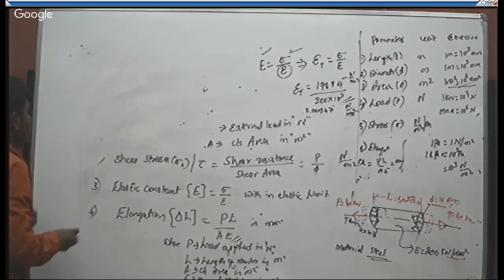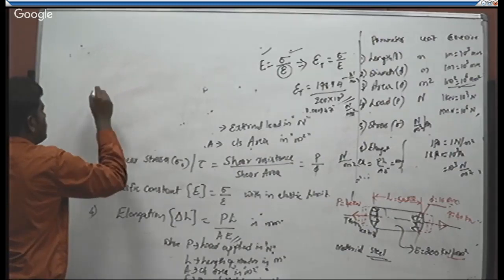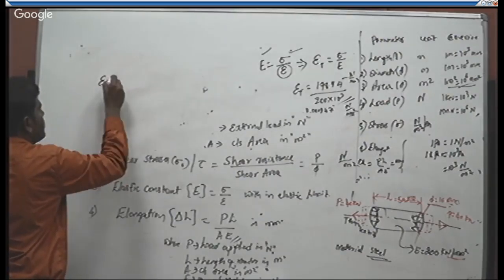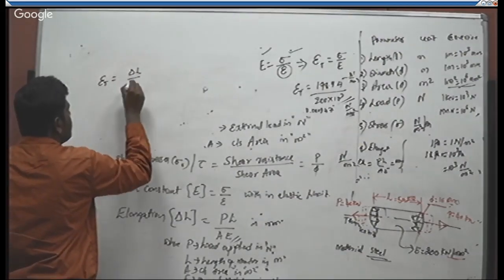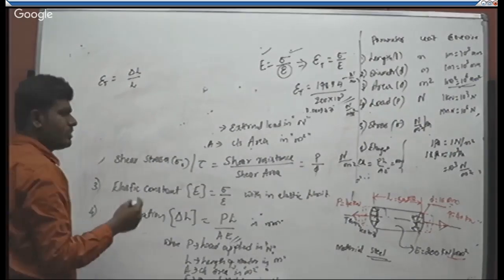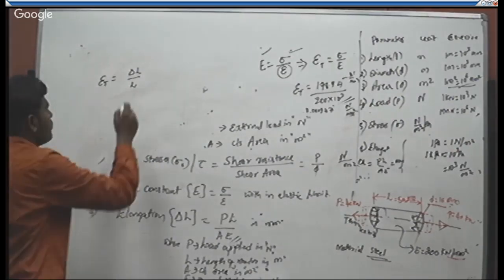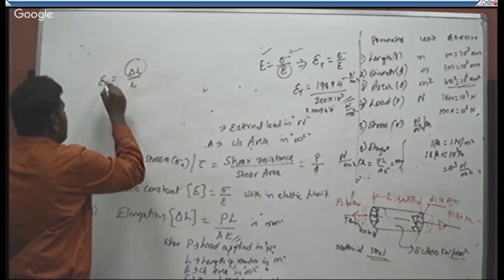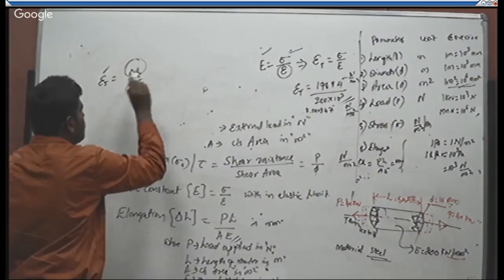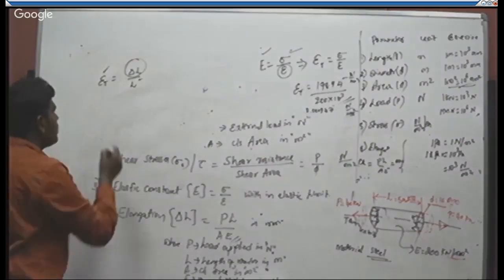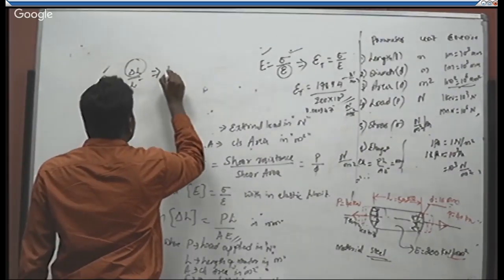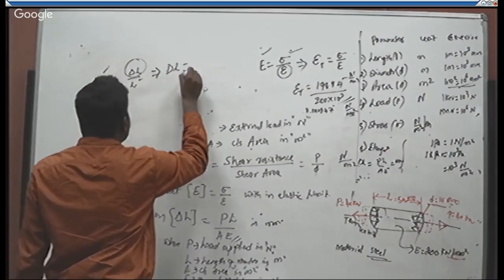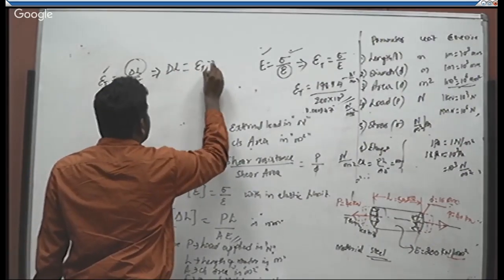The definition of strain is given by the ratio of the change in length to the original length. We can use this expression also. We have to calculate this change in length, or elongation. We have the strain value and the original length of the rod, so by rewriting this, the change in length, or elongation, is given by strain into length.